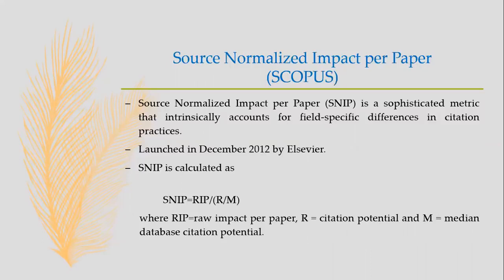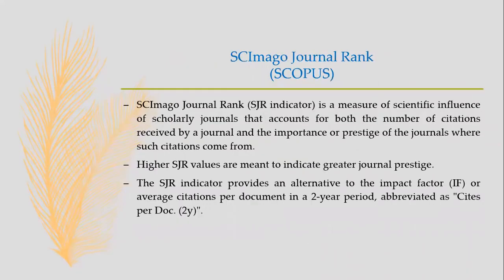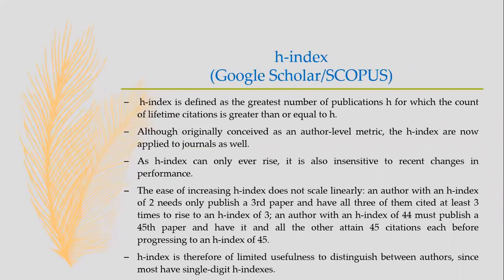So, source normalized impact factor (SNIP) is another quality metric given by Elsevier through the Scopus database. Similarly, the SCImago Journal Rank or the SJR is another quality metric given by the Scopus database. Similarly, we have an index called the H index. H index is also a quality metric given by Scopus or Google Scholar, and this particular H index is applicable both for journals and for authors.